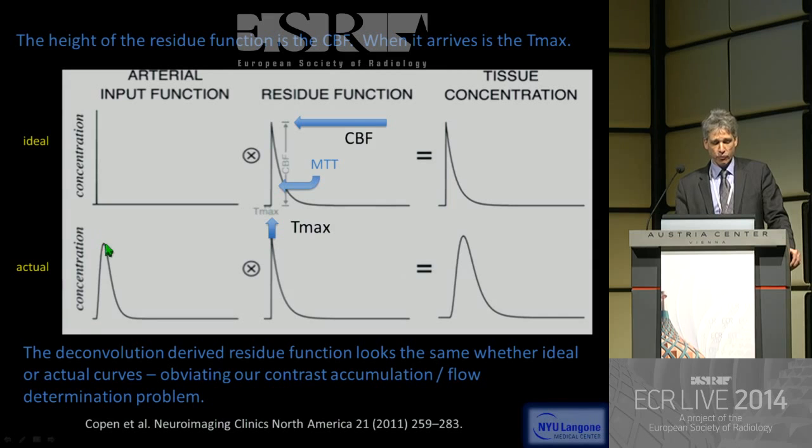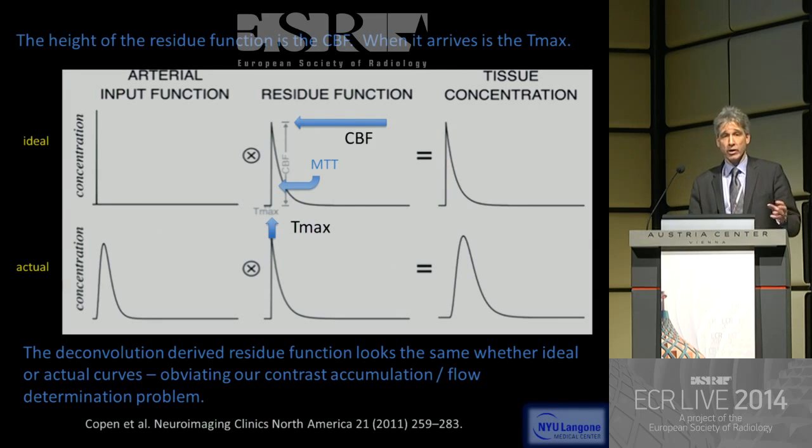You can see the contrast rising in the artery and then decreasing. And then over here, this would be the tissue contrast, a little bit more delayed, a little bit more splayed out. If we take the tissue concentration and the arterial input function, and we use deconvolution methods, we get the residue function. And you can see the residue function is flat, and then it spikes up in just a second. And the height of that spike is the CBF.